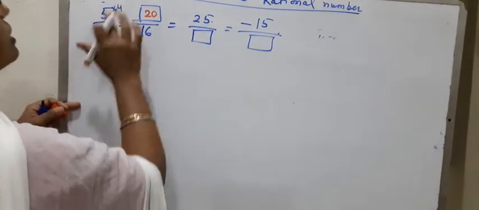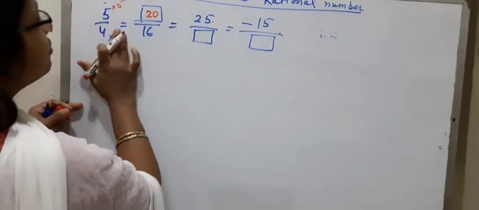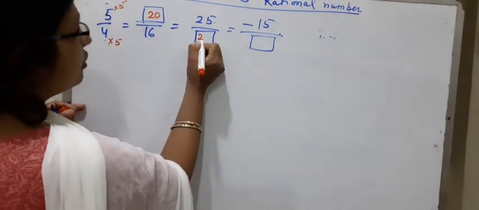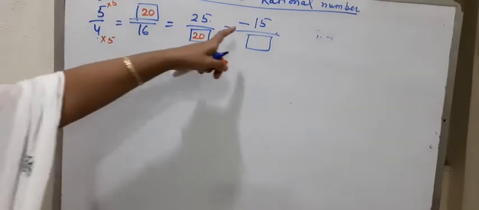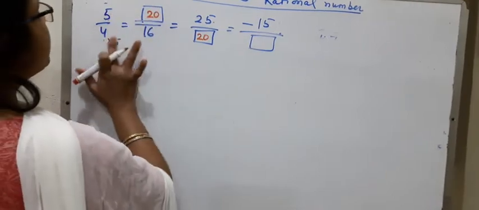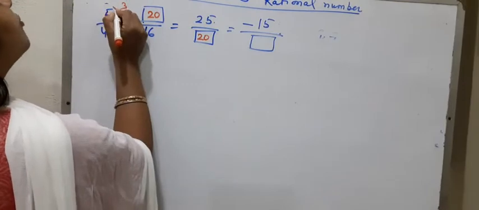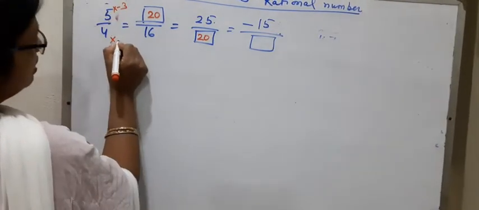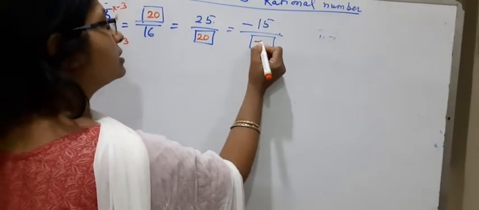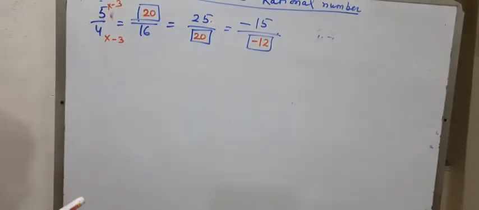Here 25. If we multiply 5 by 5, we get 5 fives are 25. Then we multiply the denominator by 5 also. We get 5 fours are 20. And here is minus 15. So to find minus 15, we multiply 5 threes are 15. But here it is minus 15, so we multiply 5 into minus 3. So we multiply 4 by 4 into minus 3, we get minus 12. Then minus 15 by 12. Then this is your homework.